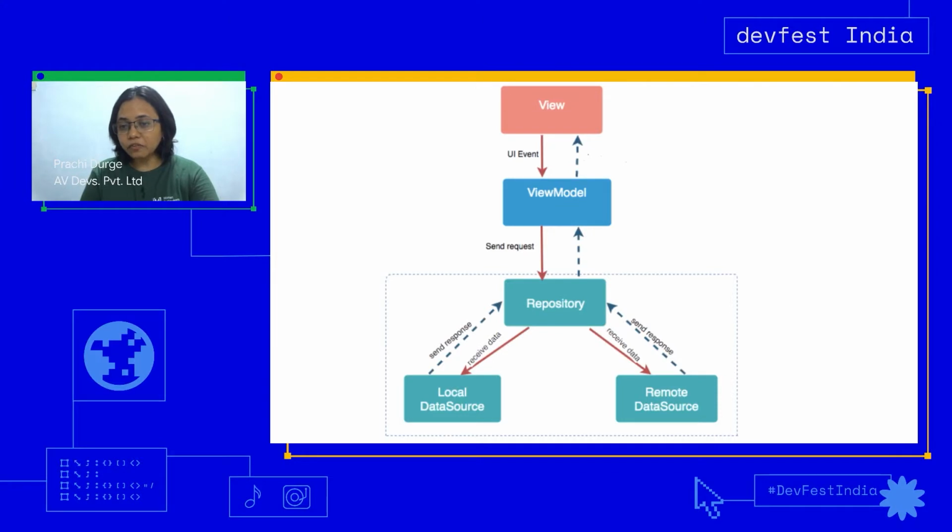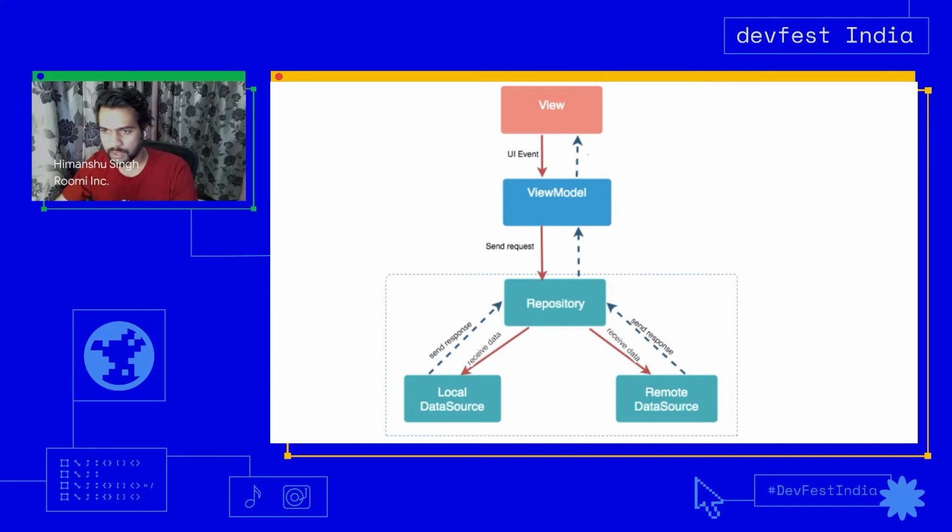In the next phase, we will be taking care of creating the functionality of the local database, and we would be creating the view model and displaying the data to the view. For that, we have with us Himanshu. Himanshu, over to you. Hey guys, how are you all? Thank you so much, Prachi, for handing over to me.